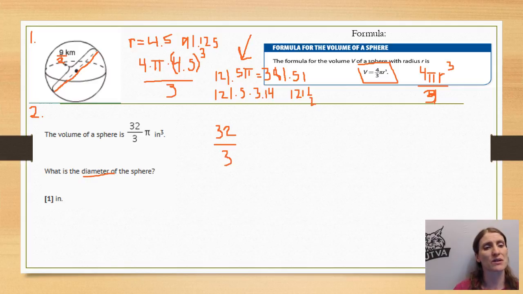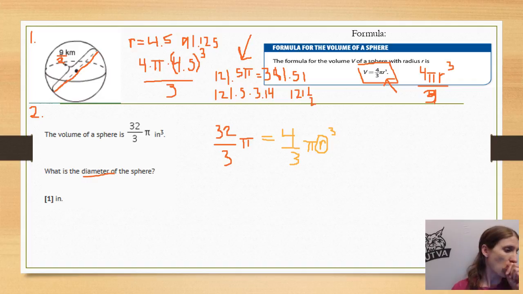Okay, so I'm going to start with 32 over 3 pi, and that actually equals the stuff that's up here on the right-hand side of the equal sign. And let me change my color so you can see that. Okay, so it equals 4/3 pi r cubed. Okay, so our goal is to try and get r by itself. If I can isolate this r right here, then I can find diameter, because remember, 2 radii equal 1 diameter. So if I can get what r equals, then I essentially have diameter.